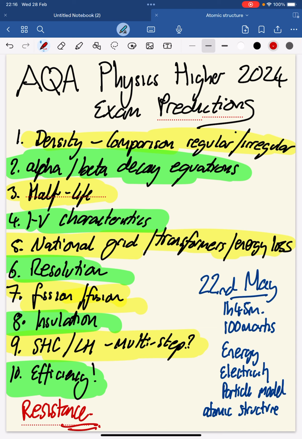And lastly, efficiency. Efficiency always tends to pop up, a bit like the resistance calculations. Make sure you're familiar with the efficiency calculations.